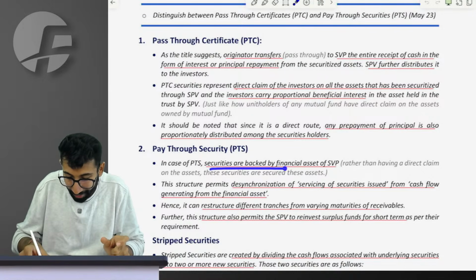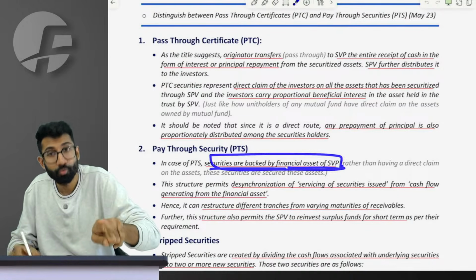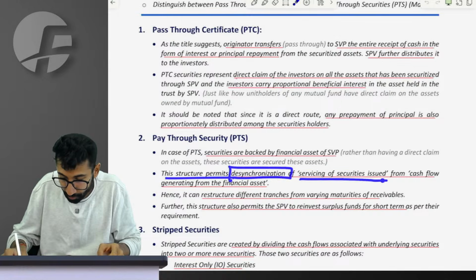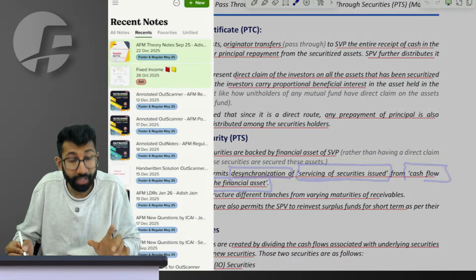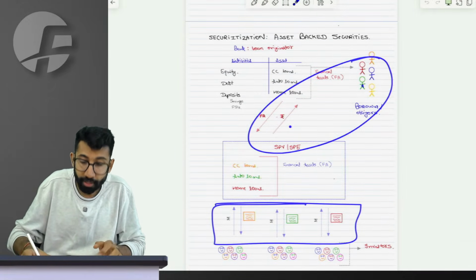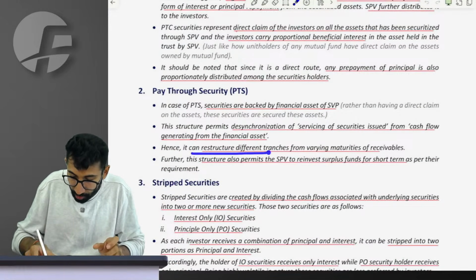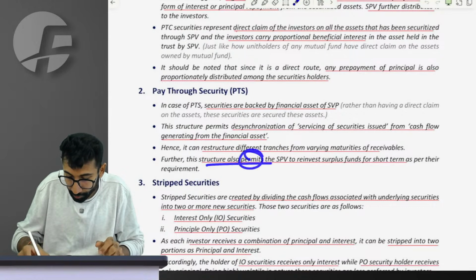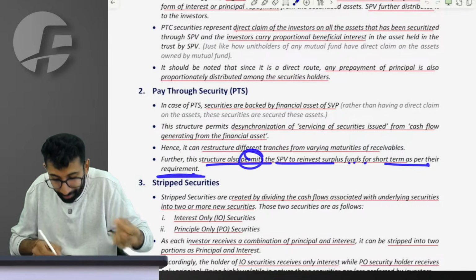securities are backed by financial assets of the SPV, but that does not give a direct claim over the cash flow. Sir, this structure permits desynchronization of servicing of the security issued from the cash flow generated from the financial assets. Sir, we are desynchronizing the servicing of the security with the cash flows received from the financial assets. Sir, it restructures different tranches from varying maturity of receivables. Sir, this structure also permits the SPV to reinvest surplus funds in other short-term securities to meet their requirements.